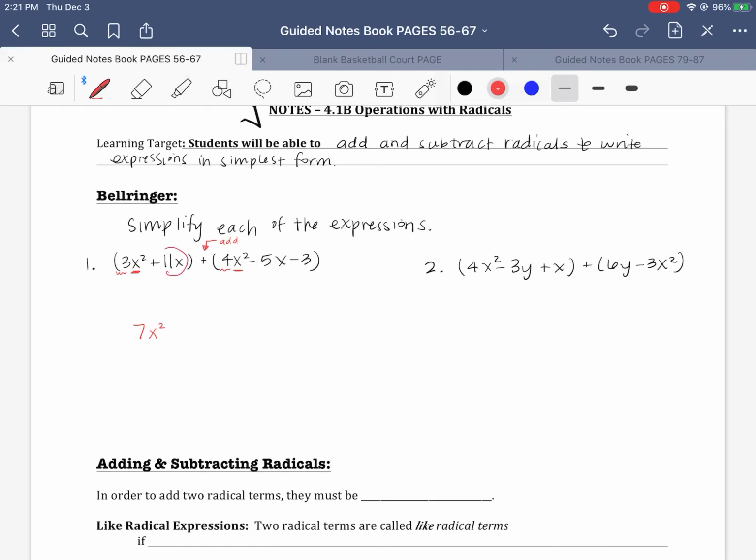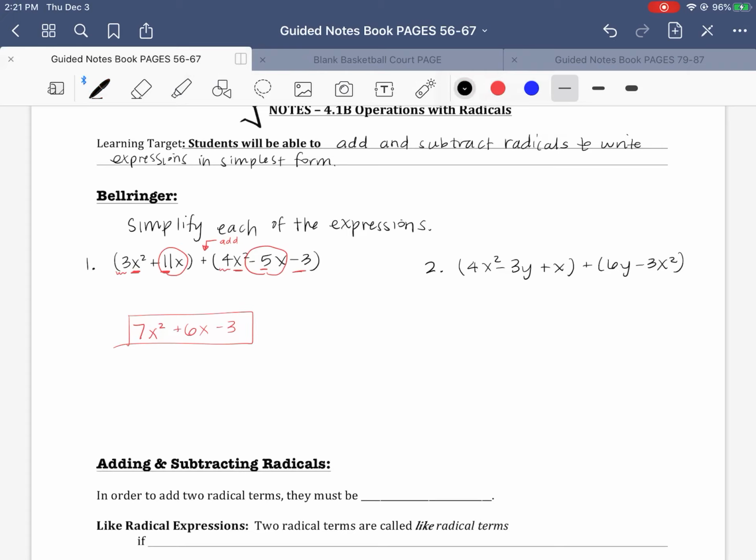Again, we look for another like term. We've got an 11x and a negative 5x, so we combine those coefficients. 11 minus 5 is a positive 6, and we still have an x there. And then this negative 3 that doesn't combine with anything is there on the end. So we've practiced combining them. Again, we look for like terms, and then we combine those pieces.